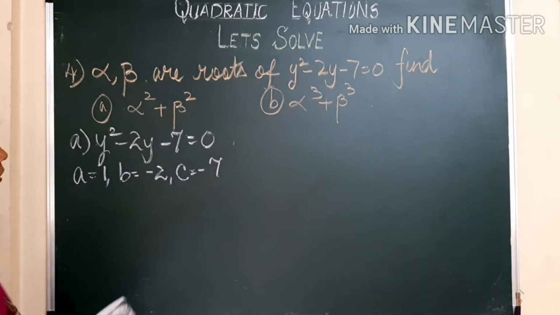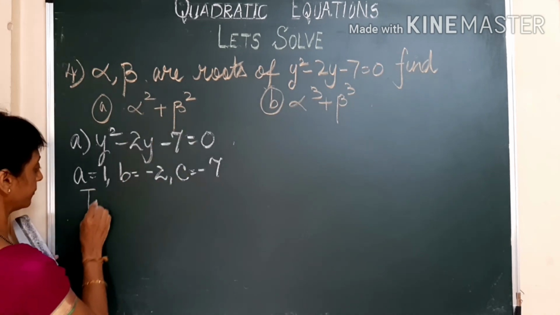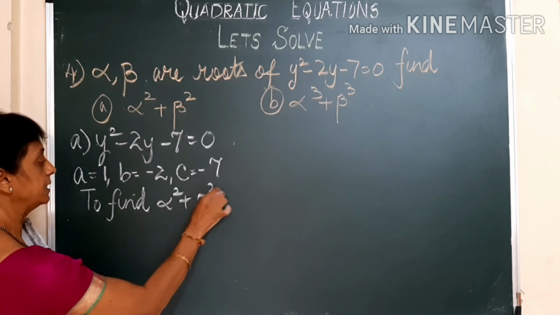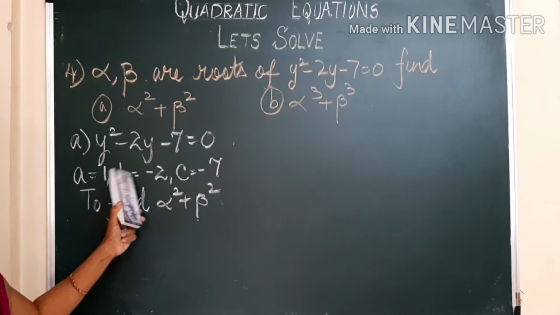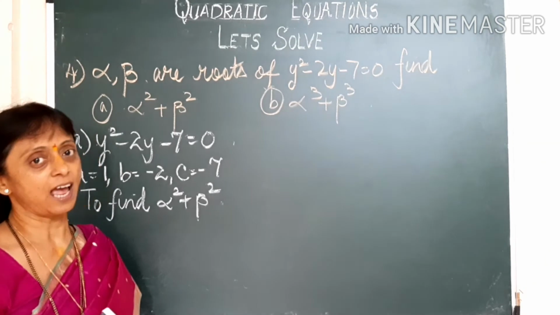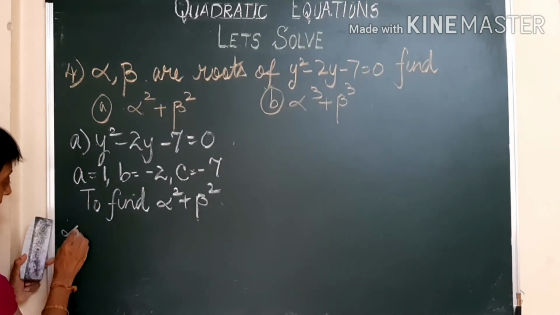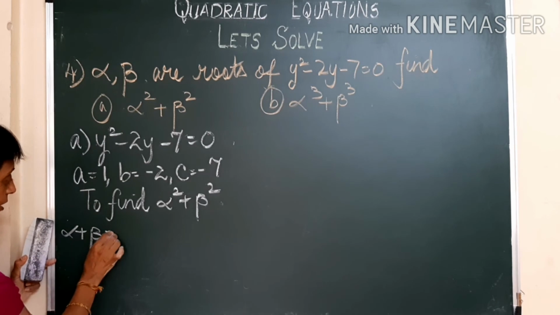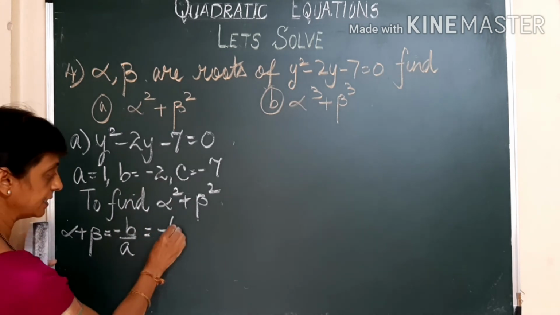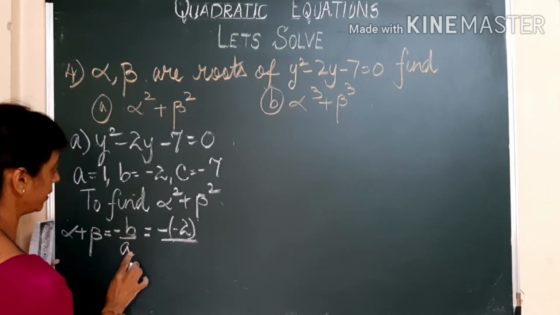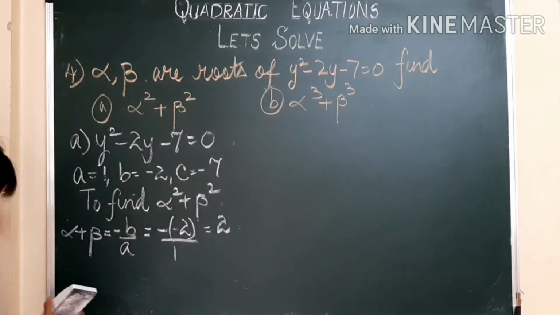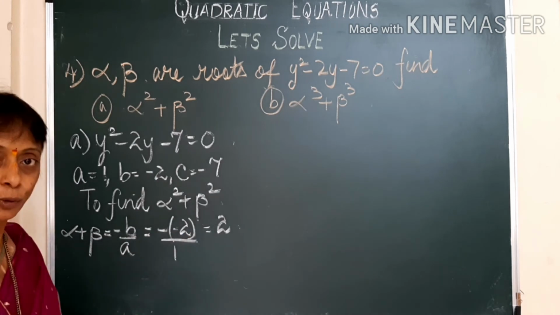Now children, they want the value of alpha square plus beta square. But children, from the values of a, b, c, we can get the value of alpha plus beta and alpha beta. So let's see what do we get. Alpha plus beta is always equal to minus b upon a, which will be equal to minus of minus 2 upon a, that is 1. So finally minus into minus is plus. So the value of alpha plus beta is only 2.